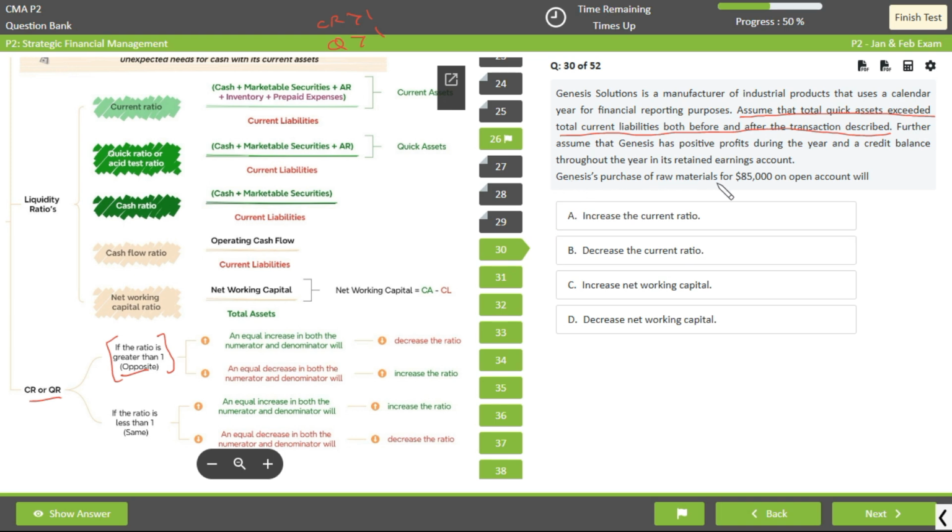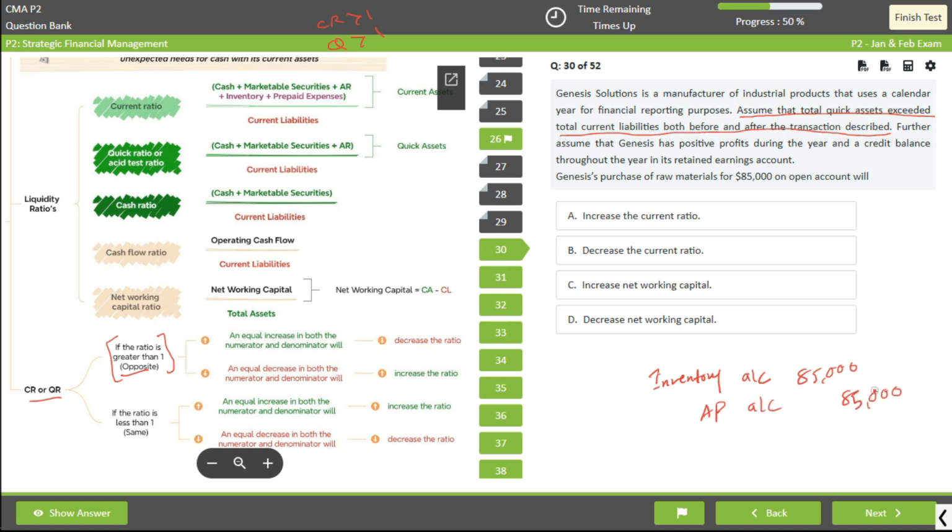Next. Genesis purchases raw material for 85,000 on an open account. When you purchase raw material for 85,000, you are going to debit the inventory account by 85,000, and you are going to credit your accounts payable because it's an open account. So accounts payable is credited by 85,000.